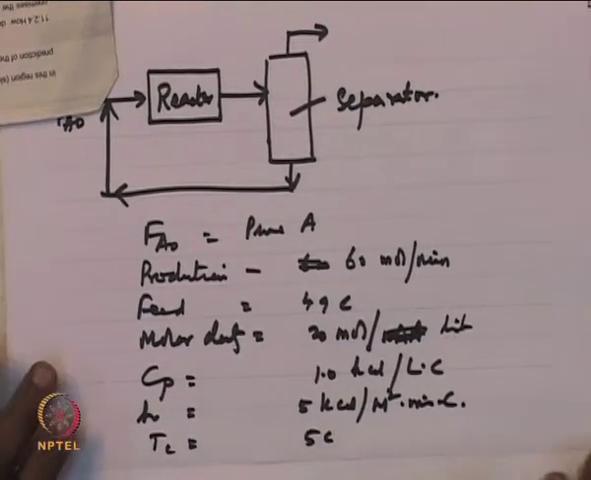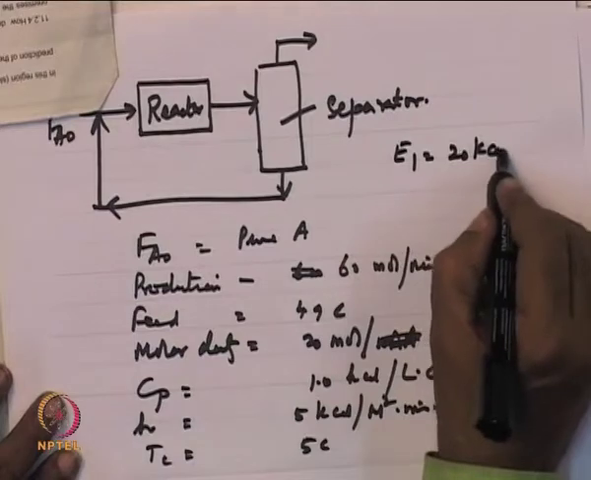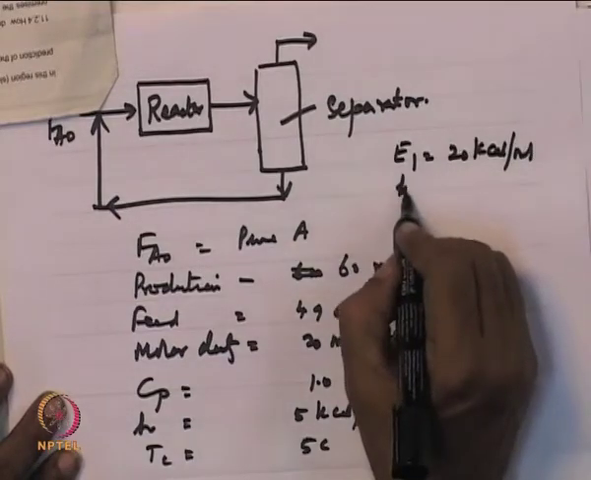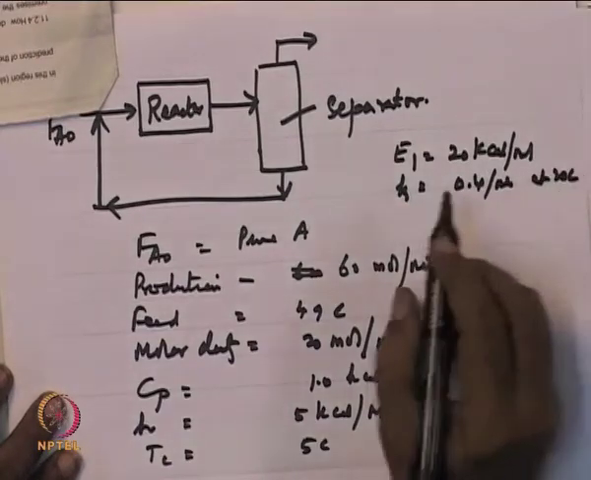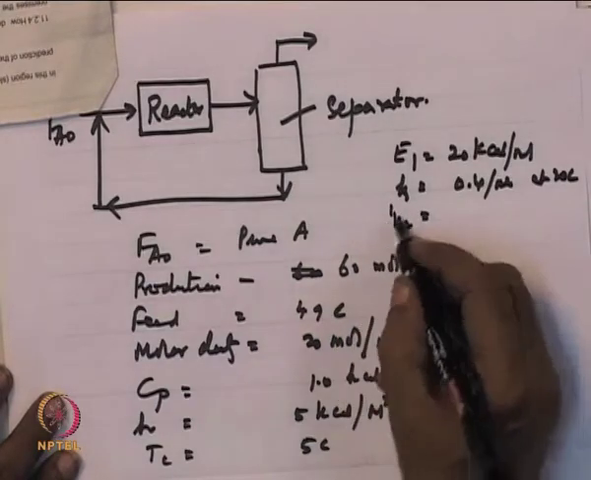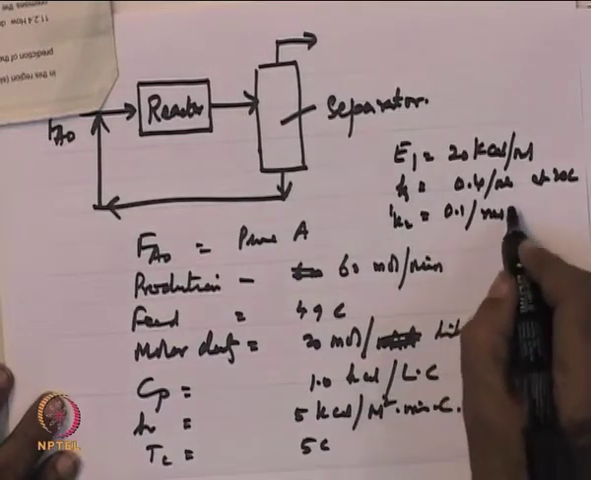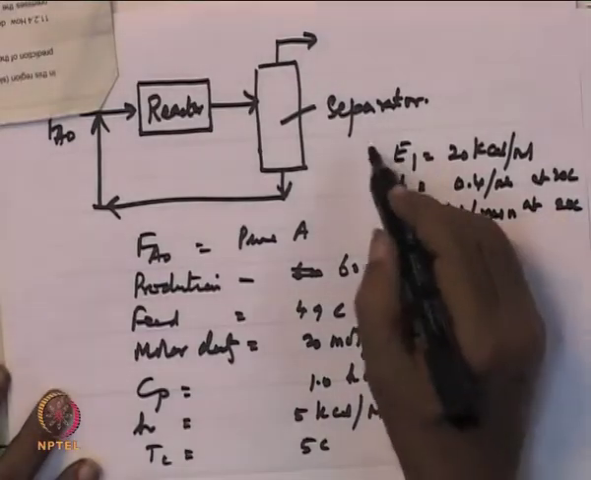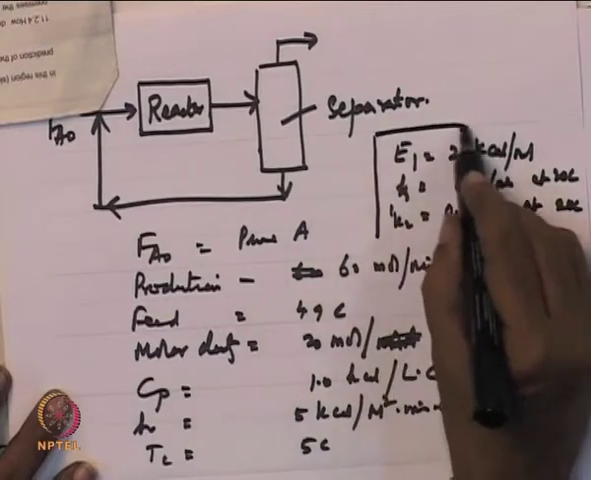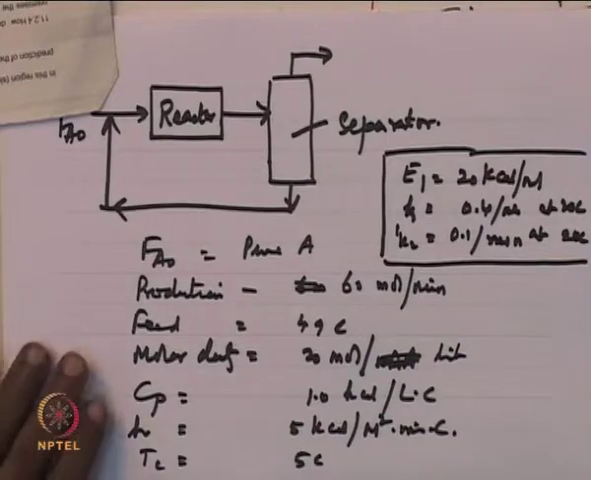Large quantities available. So, reaction E1 is given as 20 kilocal per mole, rate constant is given as 0.4 per minute at 20 C, K2 rate constant is given as 0.1 per minute at 20 C. Okay, gas constants are all same. So we have this data in front of us, and then we have to see how best we can come up with a design which is appropriate for our application.